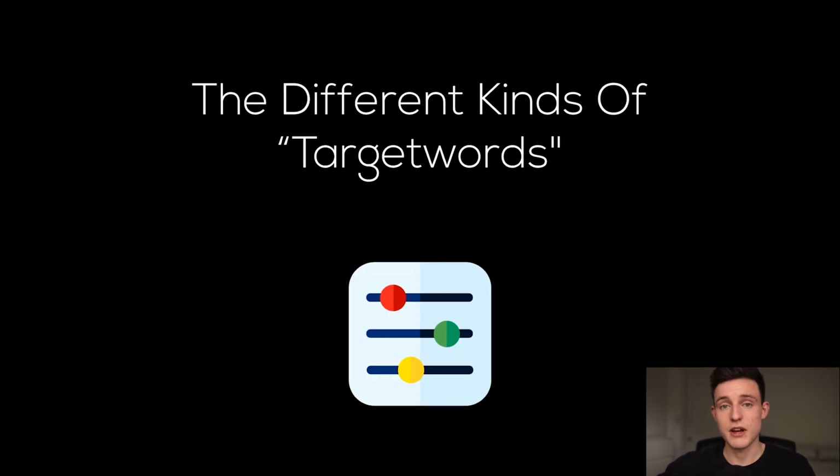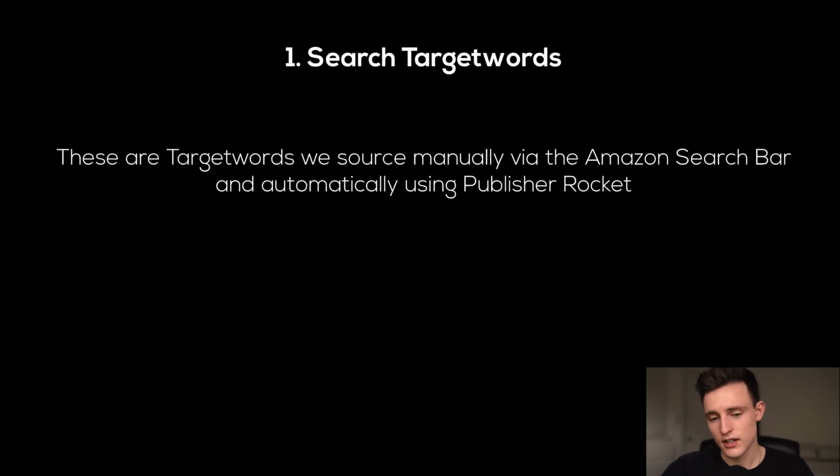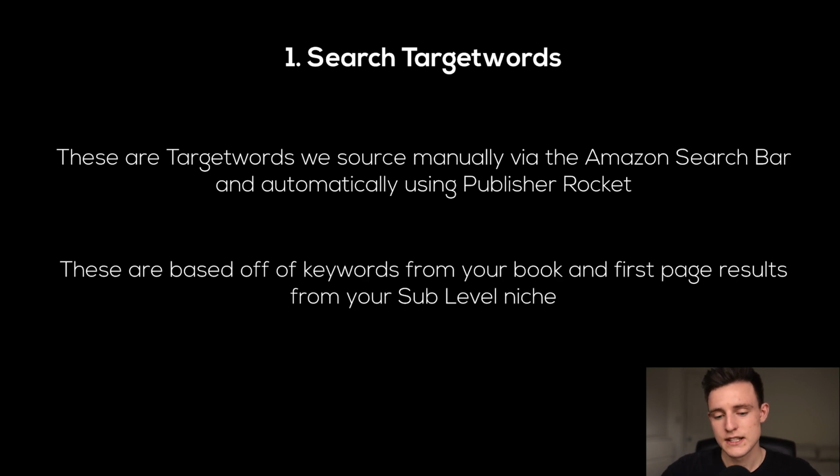So now that we know the 3 methods of gathering target words, here are the different kinds of target words we're going to be gathering with those methods. Number 1 are search target words. These are target words we source manually via the Amazon search bar, which was the first method I talked about, and automatically using Publisher Rocket. So we're actually combining methods 1 and 3 to find these guys. These are based off of the keywords from your book and the first page results on your sub-level niche.